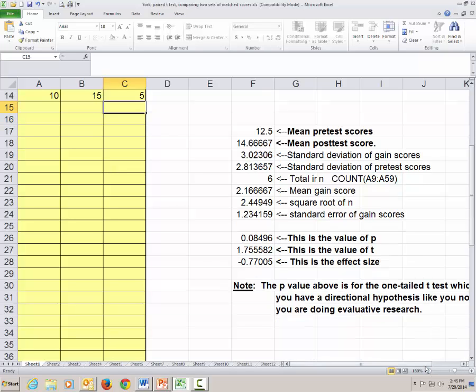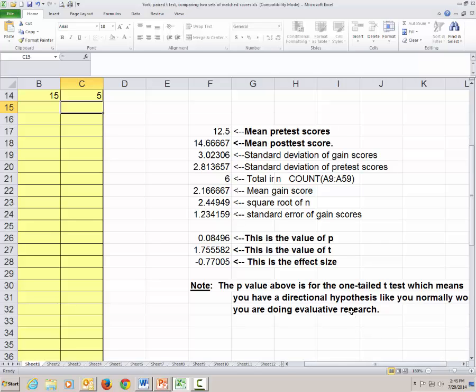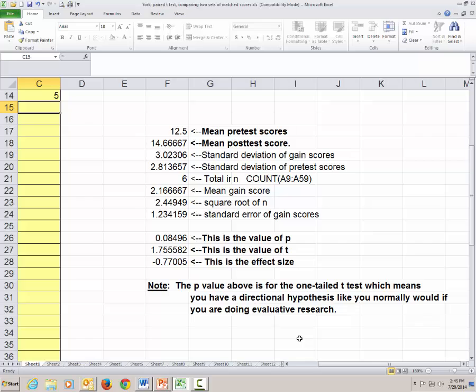Okay, this particular thing says the p-value is for the one-tailed t-test, which means you have a directional hypothesis that you would normally have if you're doing evaluation research. You have a directional hypothesis because you would hypothesize that in the example we just talked about with self-esteem, your hypothesis would be post-test scores will be higher than pre-test scores. That's what you have reason to believe will be the case here. In this situation, you would use the one-tailed t-test for determining the p-value, rather than the two-tailed t-test.